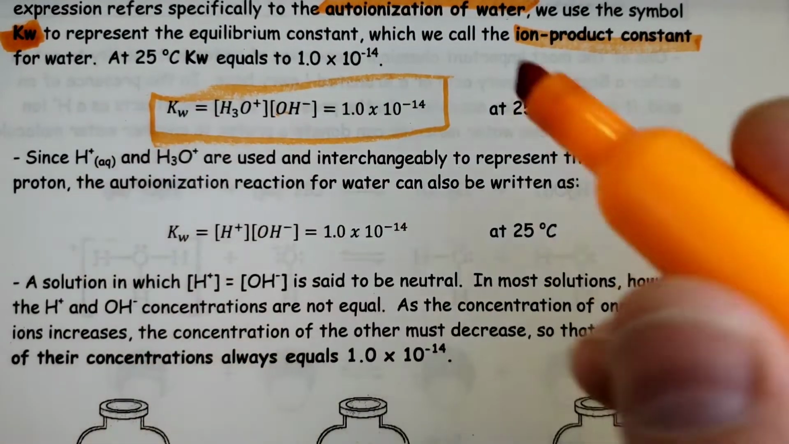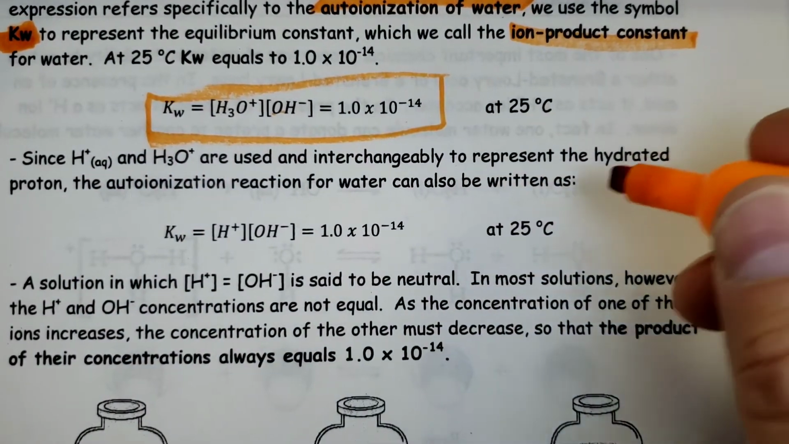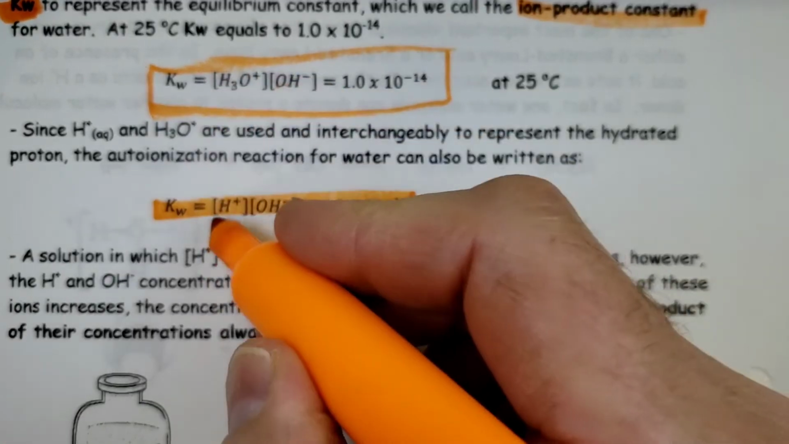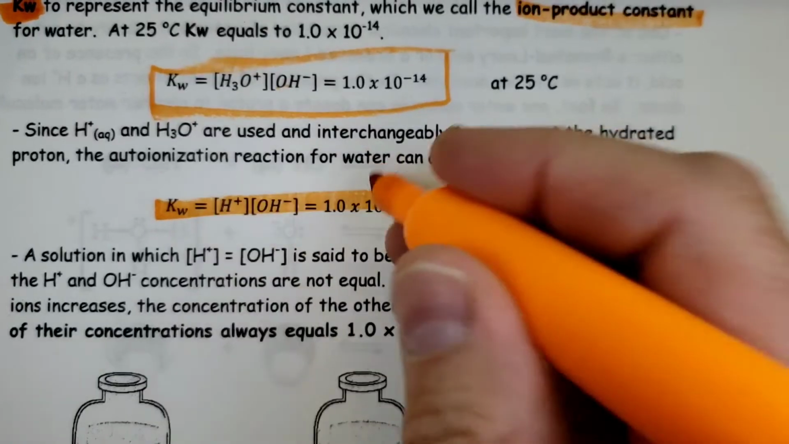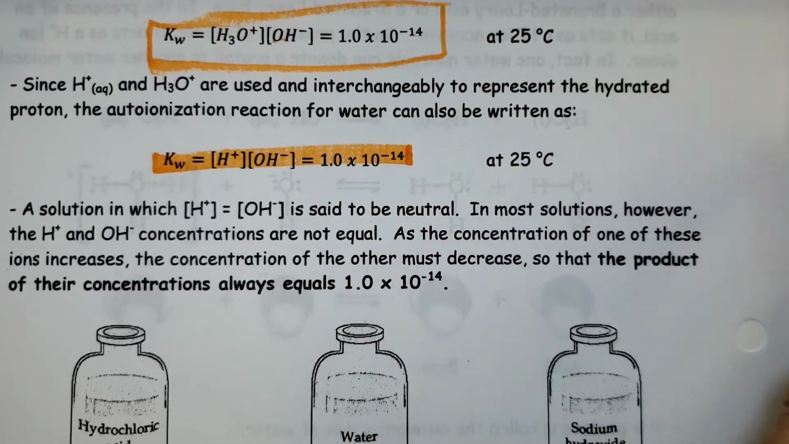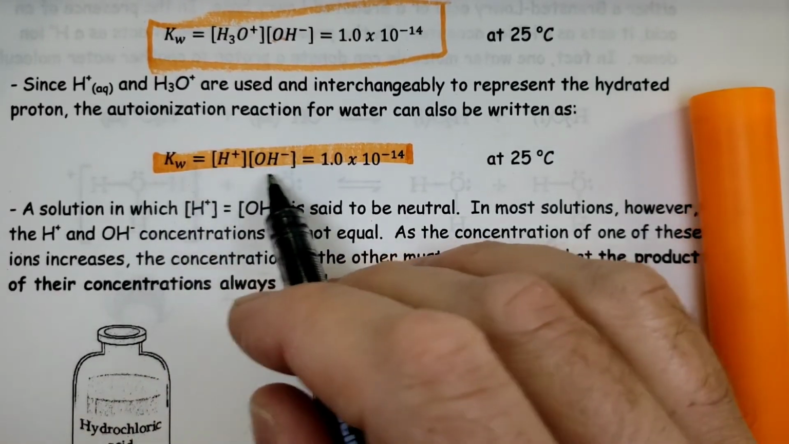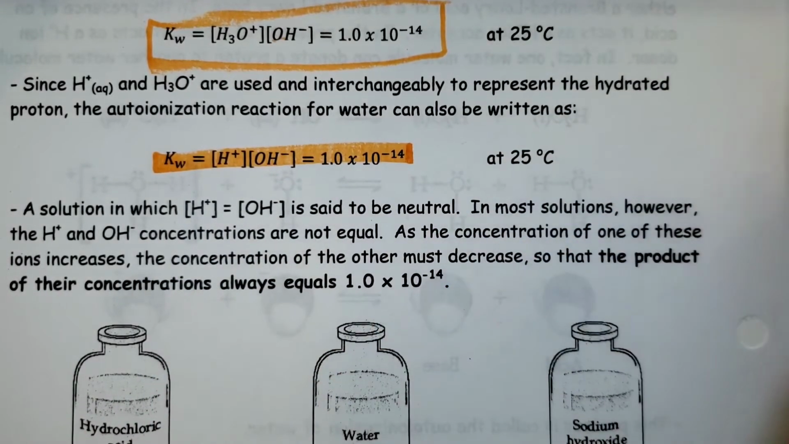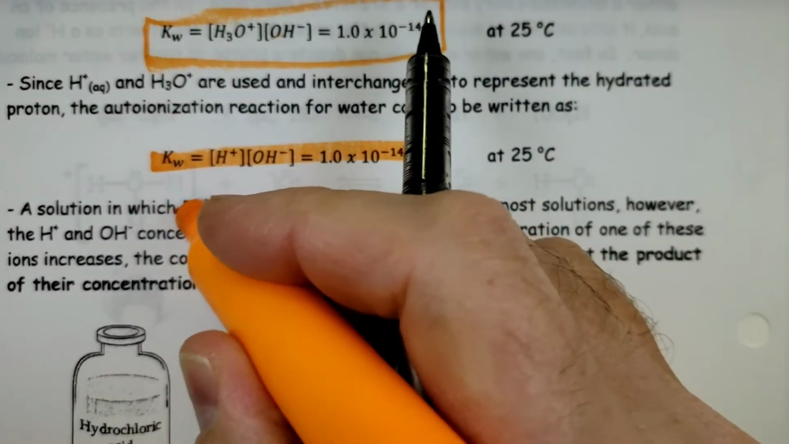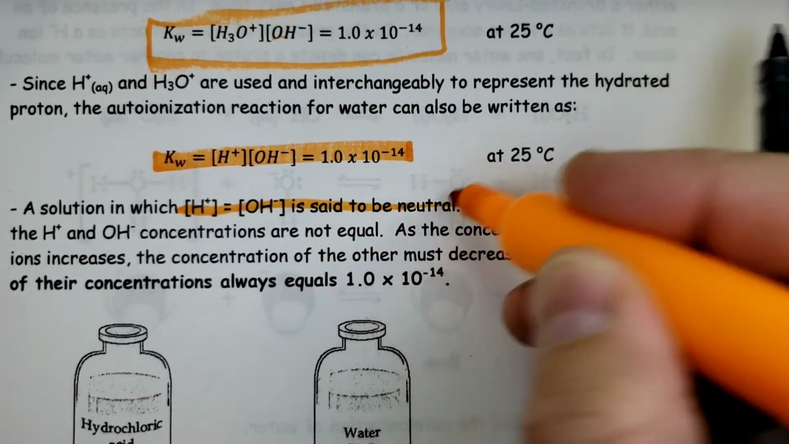Since H plus and H3O plus are used interchangeably, we could just simply refer to it as this. Instead of H3O plus, just simply call it H plus. H plus times OH minus equals 1 times 10 to the minus 14. So if we have a solution in which we have equal amounts of these, and they multiply to give us that number, of course that's a neutral solution. We don't have more of H than OH, etc.